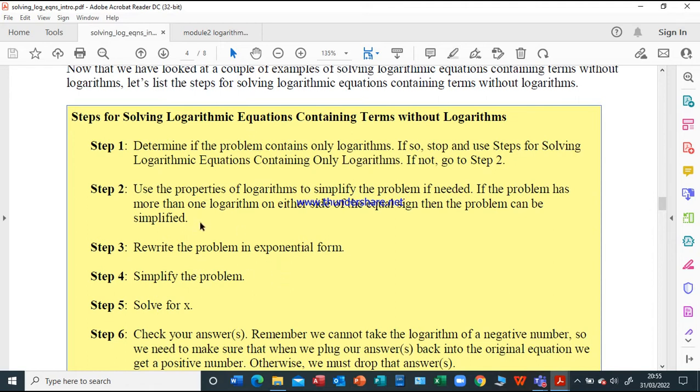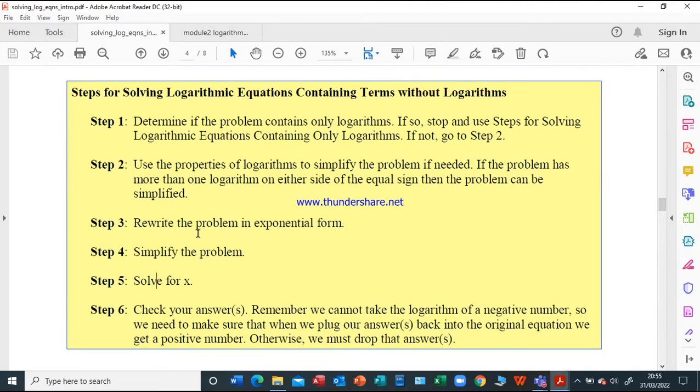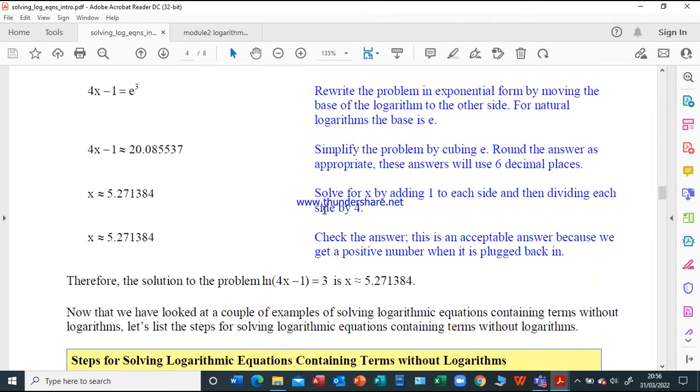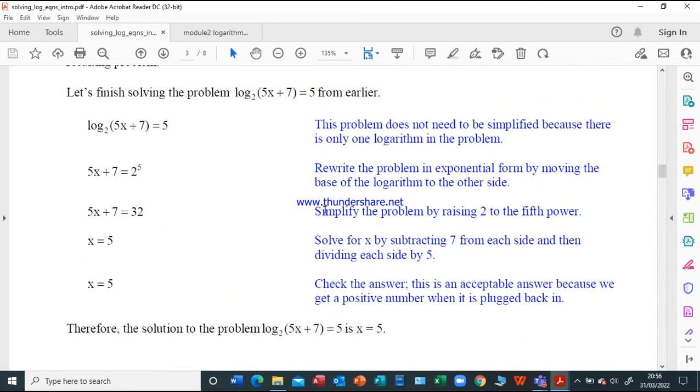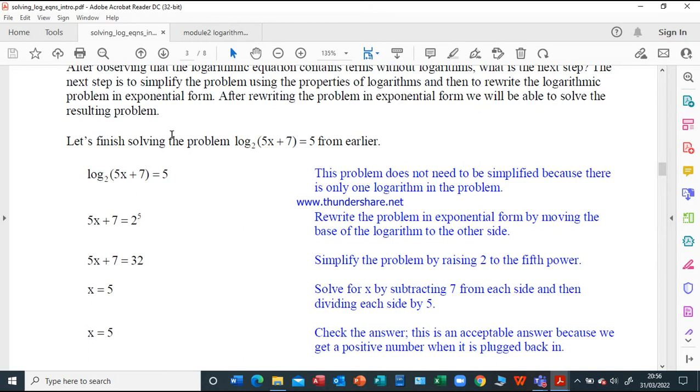So those are the rules for solving logarithmic equations that contain only logarithms on one side, and on the other side no logs. Okay, so we're going to look at some numerical examples to help us in that area, and then I'll give you also some exercises to do. Right, so the example is here.